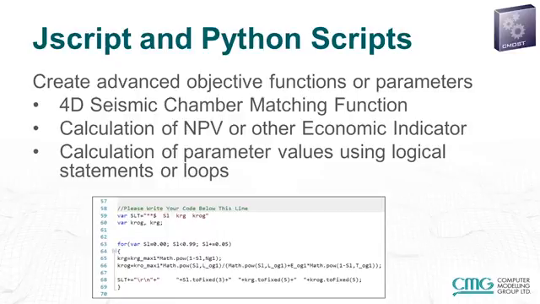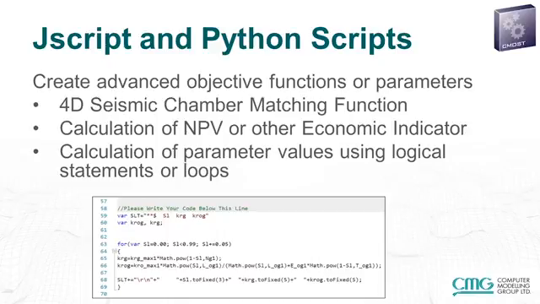Another way that we can get around the customization of CMOST objective functions is through the use of Python and JavaScript coding. This can be used for both objective functions as well as defining parameters. Areas where we've used this in the past have been looking at 4D seismic chamber matching functions, where we're looking at thermal reservoirs and seeing how the steam injected moves over time.